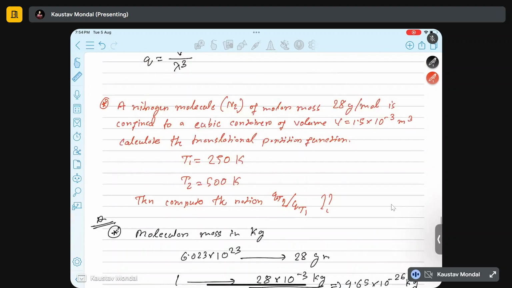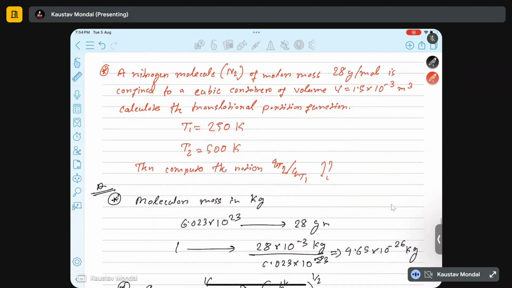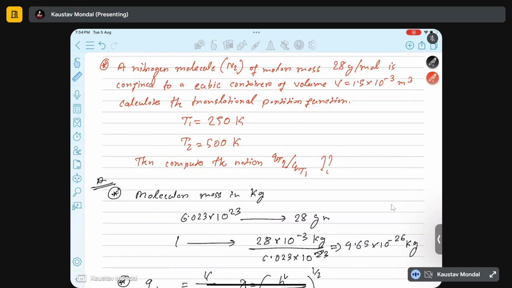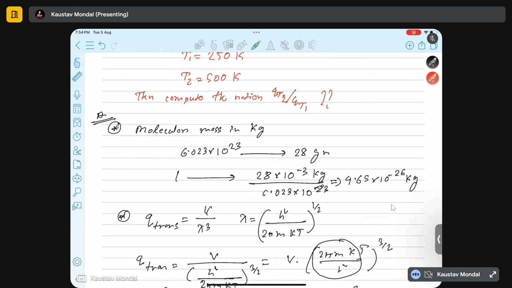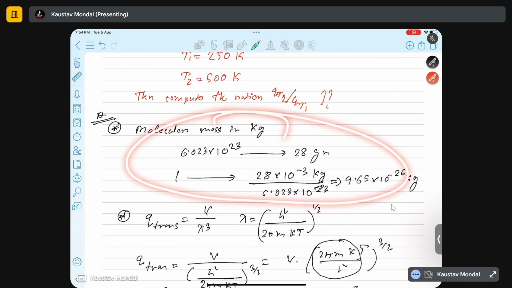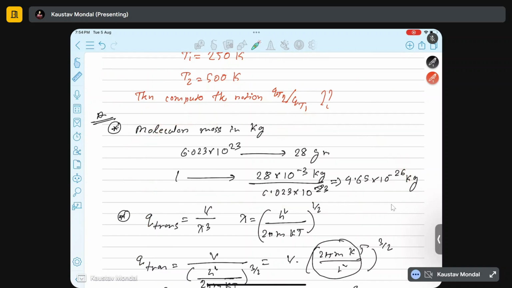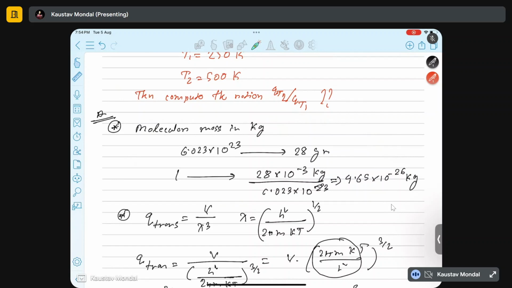So for this problem, this nitrogen molecule, first what we have done, we know the molar mass of the nitrogen molecule, right? So if we know the molar mass, then from there we can calculate the mass of one molecule. That is actually needed in order to calculate the partition function. So that is the first thing we have calculated, the mass of one nitrogen molecule.